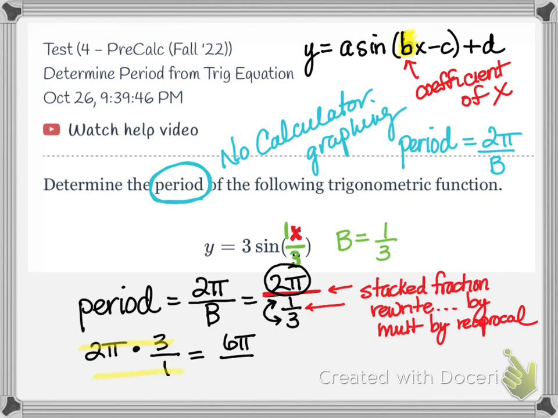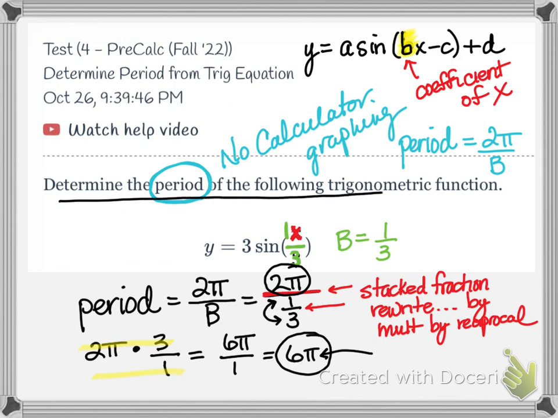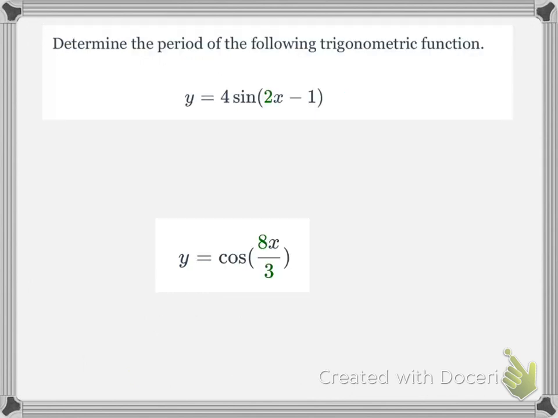Let me do that again. There's just a 1, and 6 pi divided by 1 is just 6 pi. So the period length of this graph is 6 pi long. And you would just type that in the box, okay? There's no equation. Notice in the instructions up here, they didn't say equation. Let's try it again, okay?